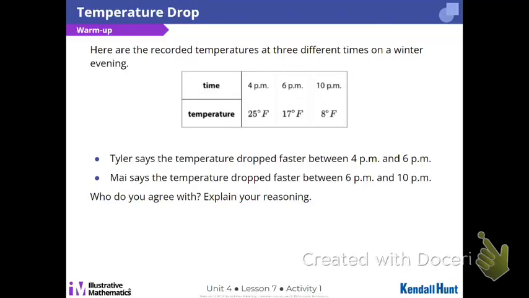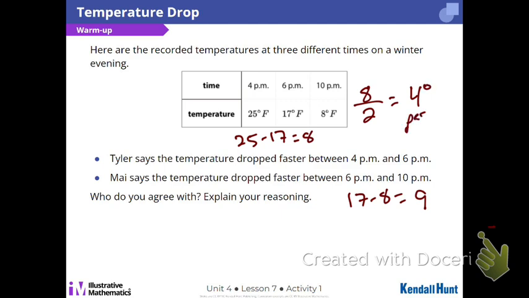This warm-up is intended to drive some instruction today, okay? Some people certainly will say May because between 6 and 10, it went down how much? 9. And between 4 and 6, it went down how much? 8. But between 4 and 6, it went down 8 over 2 hours, which is 4 degrees per hour. And from 6 to 10, it went down 9 over 4 hours, which is 2 1/4 degrees per hour.